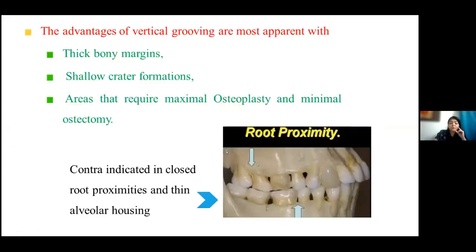And there is one contraindication of vertical grooving: where the root proximities are too close, the alveolar housing is very thin, and the roots are too much in approximation. If the tooth is tilted or malpositioned in some way, then don't do vertical grooving. Otherwise, you might create a cut in the root surface. So you have to see. That's why you need to see the bone to do it.